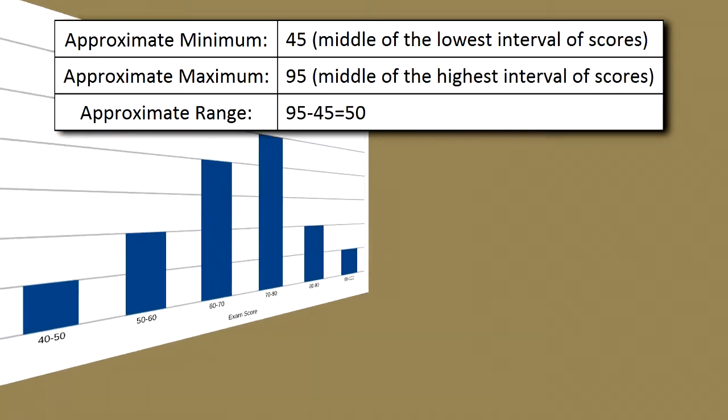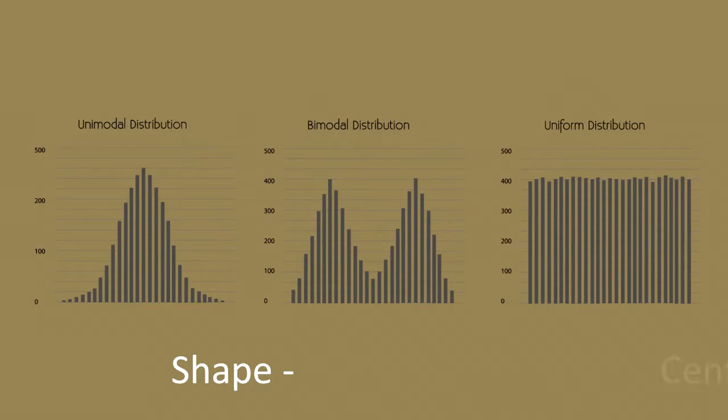The overall pattern of the distribution of a quantitative variable is described by its shape, center, and spread. By inspecting the histogram, we can describe the shape of the distribution, but as we saw, we can only get a rough estimate of the center and spread.